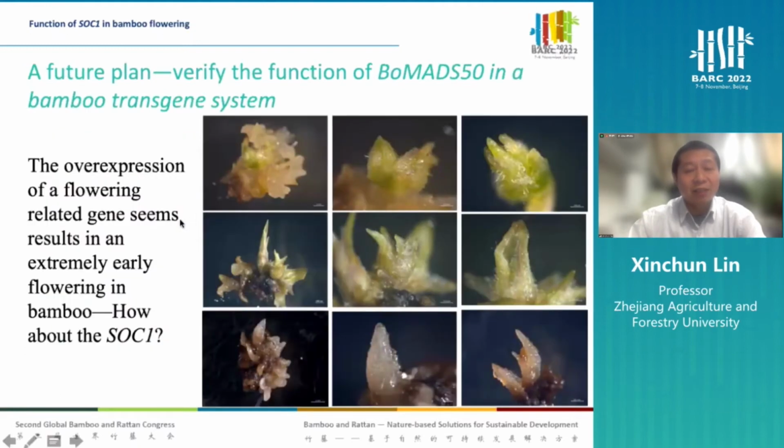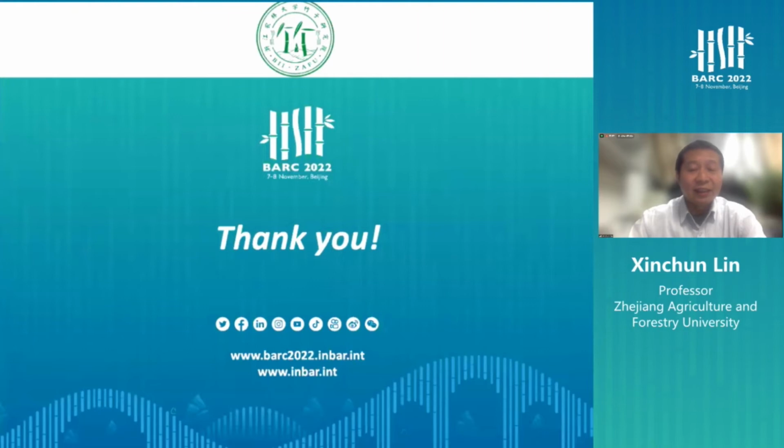But how does it work in bamboo? So it is better to transfer these genes into the bamboo transgenic system, like Professor Zhu just said. We transferred flowering-related genes into Dendrocalamus, and we got an extremely early flowering phenotype. Now we are transferring the SOC1 genes into Dendrocalamus, and we want to know how SOC1 functions here. This is our presentation. Thank you.